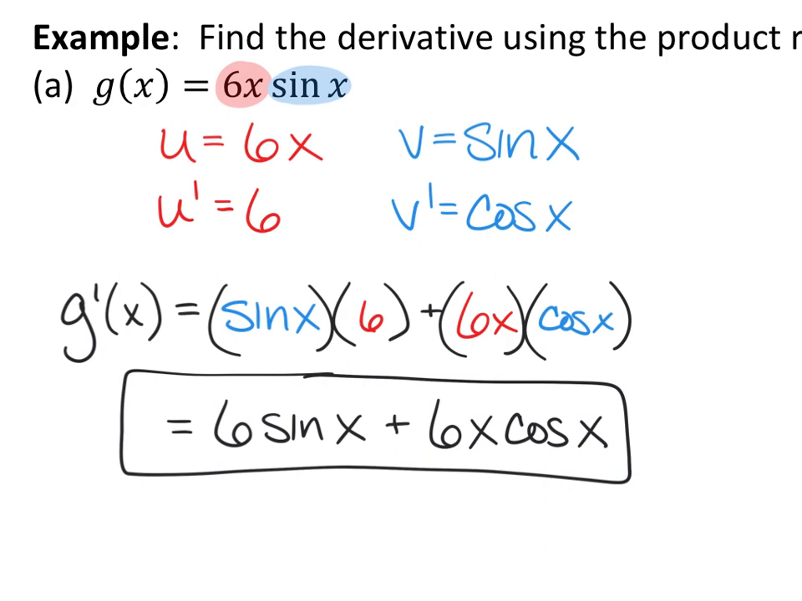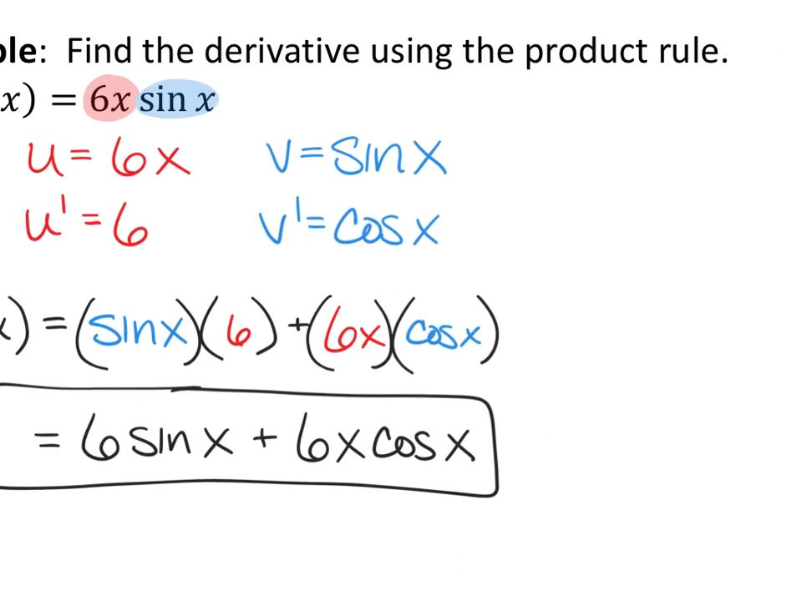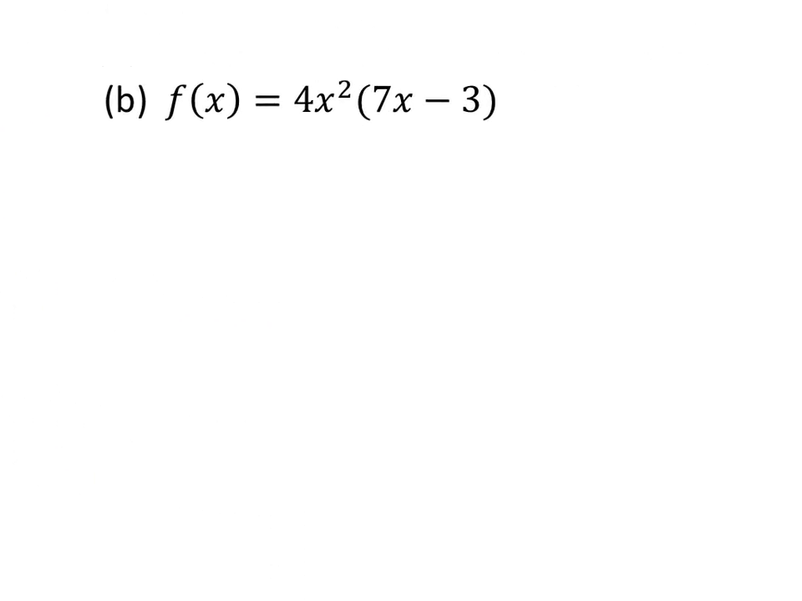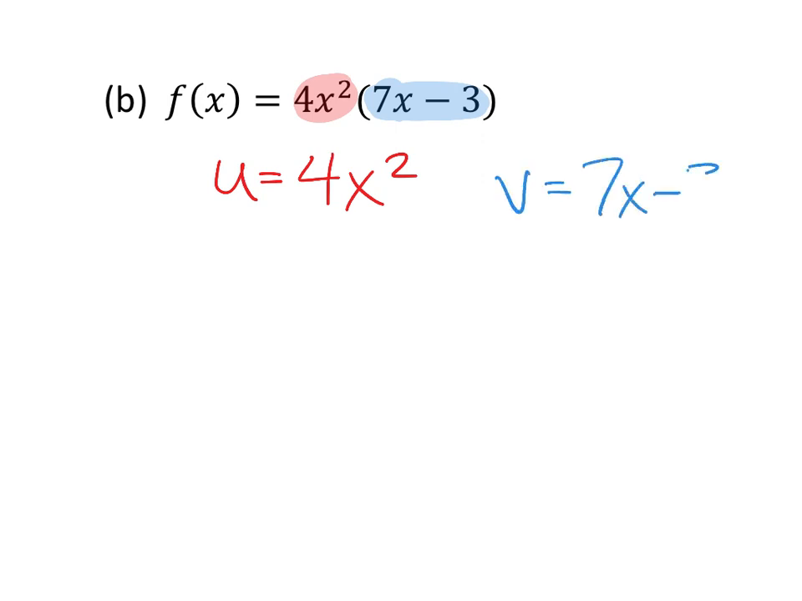Can we try another one? Great. We want to take this derivative. I'm going to continue with this color code just because it's helpful, I think. The first function is going to be in red, and the second function for me is going to be in blue. We need to assign them as u and v, and then take their derivatives independently. So u will be this first thing, 4x squared, and v will be 7x minus 3.